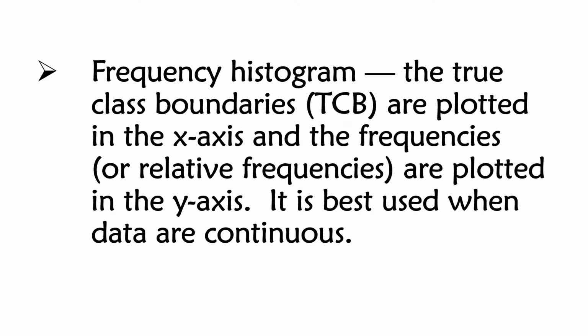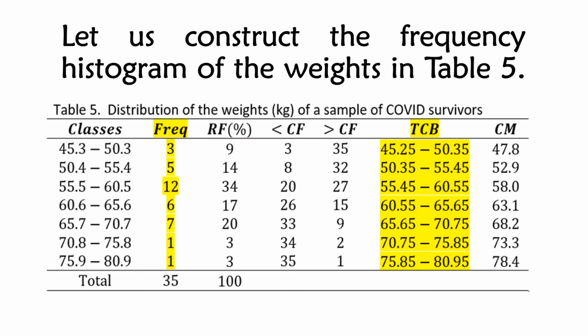Next is the frequency histogram. The true class boundaries or TCBs are plotted in the x-axis. The frequencies or relative frequencies are plotted in the y-axis. It's best used when data are continuous. Let us construct the frequency histogram of the weights in Table 5. So for the frequency histogram, we will be needing the true class boundaries and the frequencies.